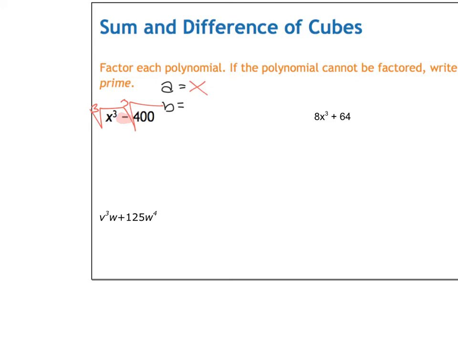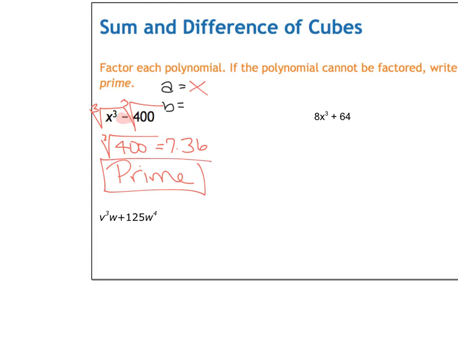Now if we go to take the cubed root of 400, that actually comes out to something that's not going to work out well for us. So something like 7.36. Since that's the case, it doesn't come out to a perfect number. This would be an example of a prime answer. So this problem would be prime because we can't factor it nicely. All right, let's look at this next problem.